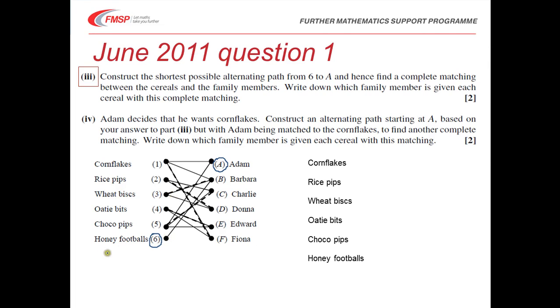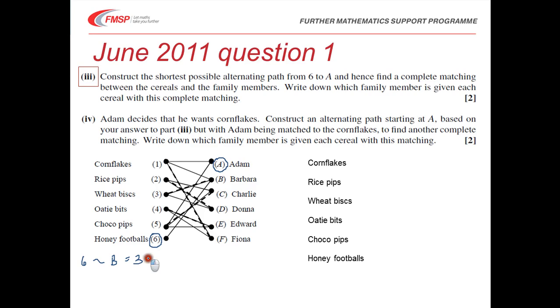So the alternating path says we start at 6 and we go along an unmatched edge from 6, so the only place we can go to is B. And when we get to B, we're meant to go along a matched one in the initial incomplete matching, so that will be B to 3. So I'll put an equal sign there because that was in the initial matching.